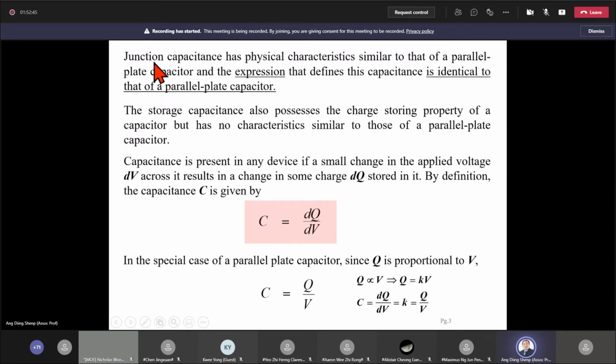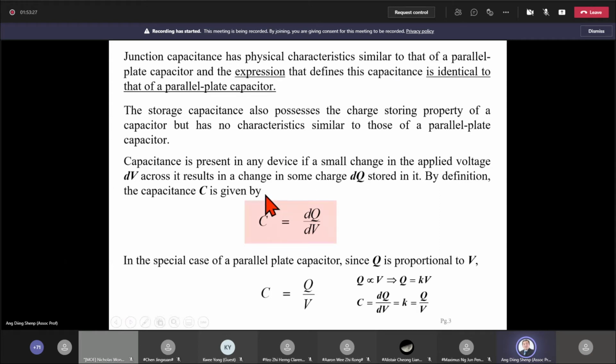Now, as you will later see, the junction capacitance has physical characteristics similar to a parallel plate capacitor. So keep in mind what we have discussed for the parallel plate capacitor, especially the equation, because the equation that we get for the junction capacitance is in fact identical to that of a parallel plate capacitor. Now, the other type of capacitance, the storage capacitance, is also related to the charge storing property of the PN junction, but it is not identical to that of a parallel plate capacitance.